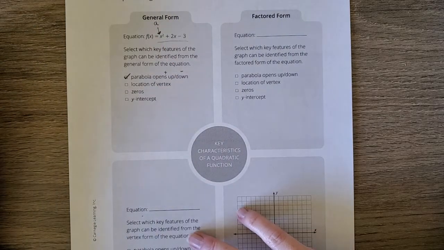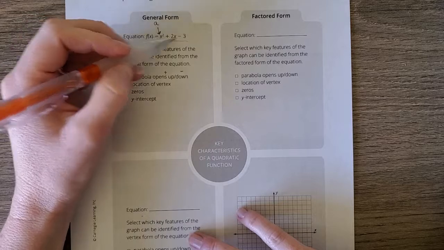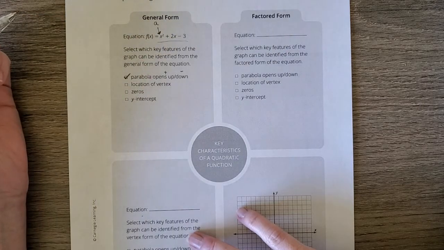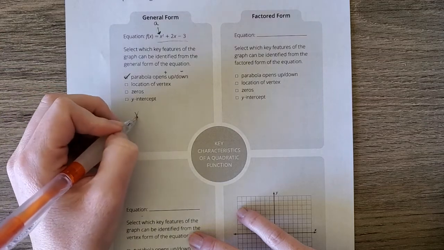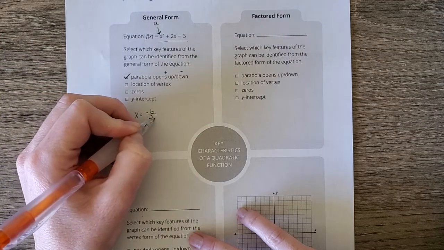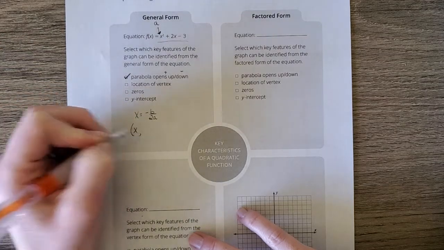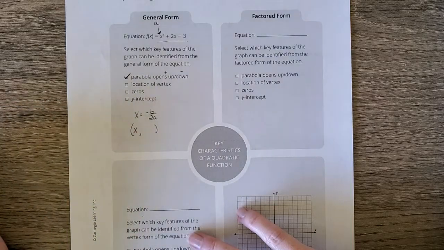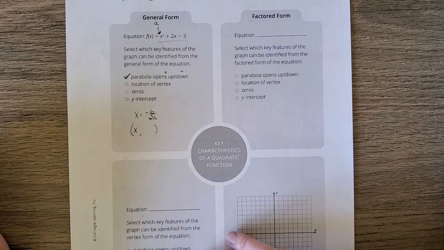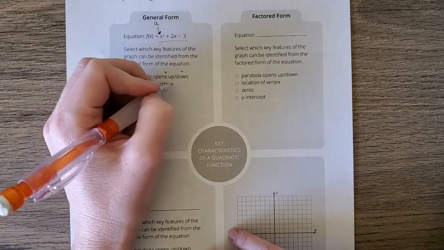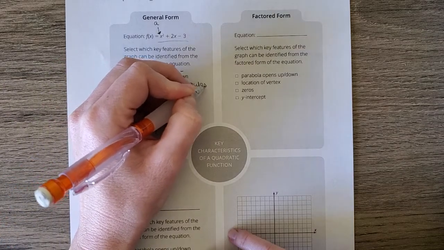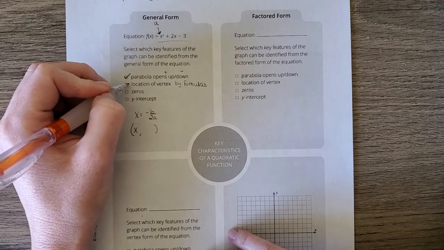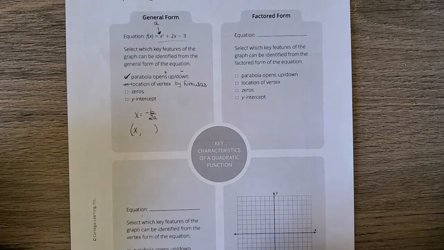Okay, then it asks if we can find the location of the vertex. From looking at this form, you can't find the location of the vertex directly. However, we do have a formula, x equals negative b over 2a, to help us find the x value of the vertex, and then we can solve for the y. So although we don't directly have it, the location of the vertex can be found by formulas. Okay, and we're going to actually do that to graph this. So this is kind of a half and half. You can kind of say yes or no.